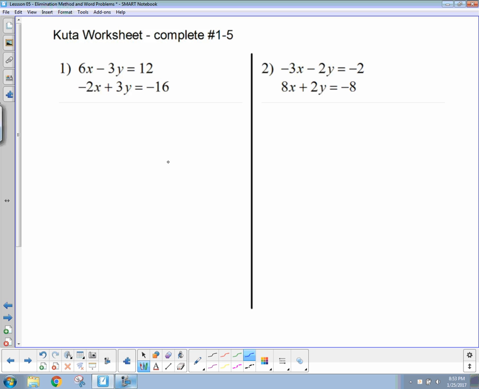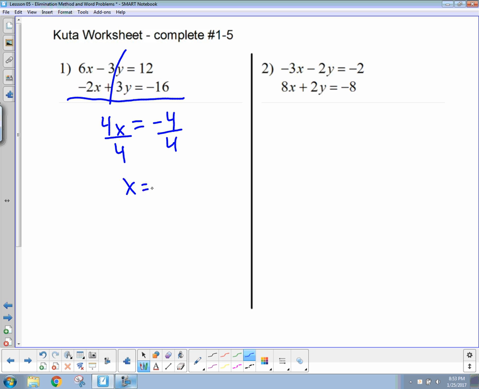If you notice, this is an easy one because the negative 3 and the positive 3 are going to cancel. So I'm just going to go ahead and draw a line, cancel them, start adding them up. So 6 minus 2 is 4x. 12 minus 16 is going to be a negative 4. So divide by 4. X equals negative 1.